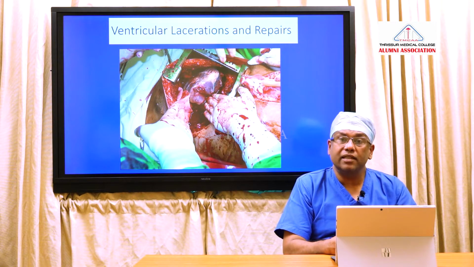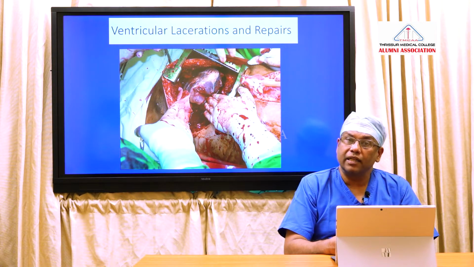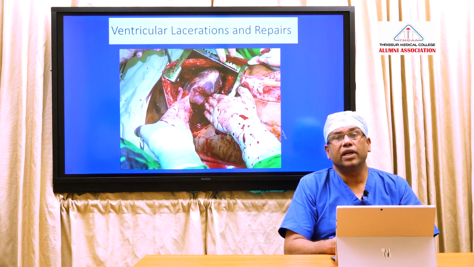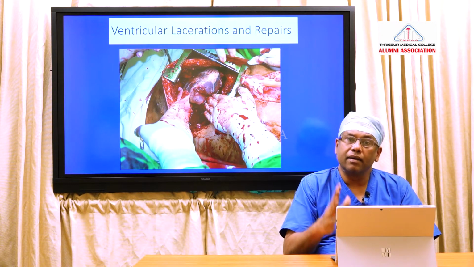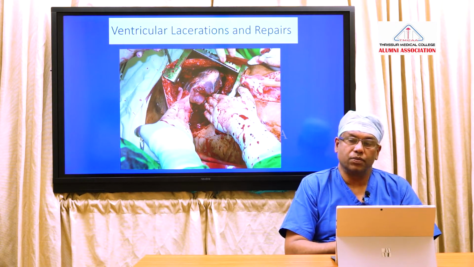So ventricular laceration, I said, is a life-threatening thing, and the patient will require an emergency intervention. There is no time to waste in case of a ventricular laceration. You have to go in and repair it as early as possible.